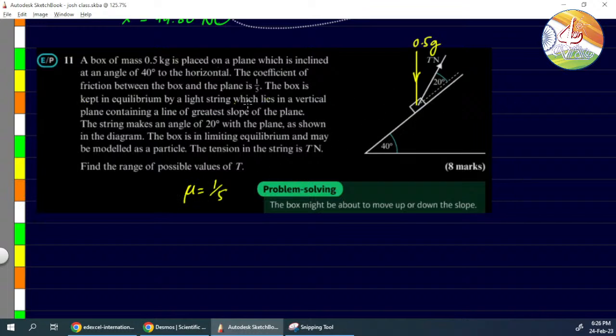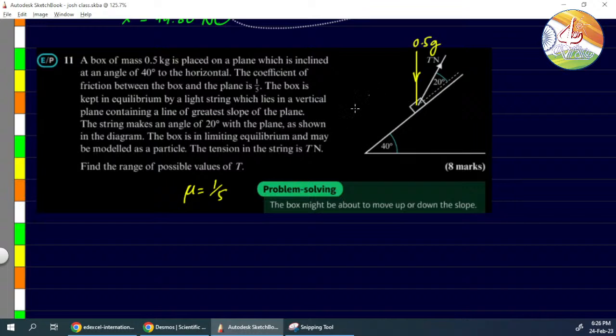The box is kept in equilibrium by a light string, which is like this. The string makes an angle of 20 degrees as shown. The box is in limiting equilibrium and may be modeled as a particle. The string tension is T. So in which direction is the box trying to slip?